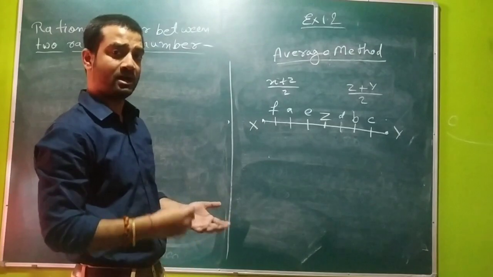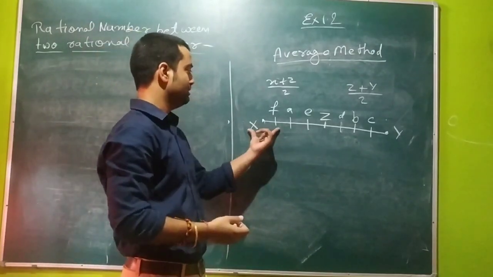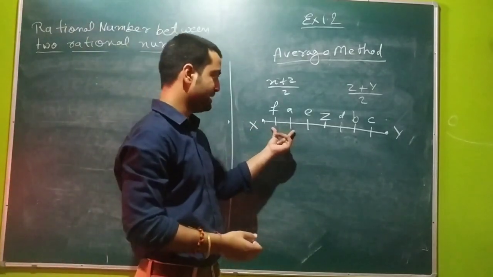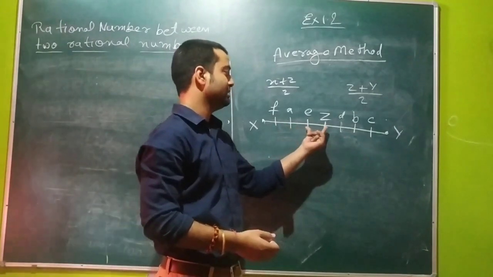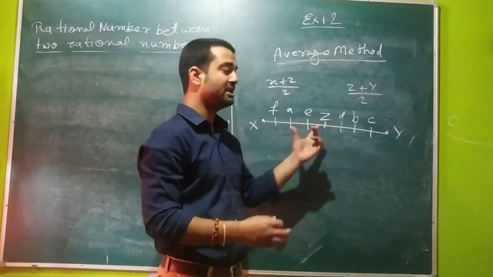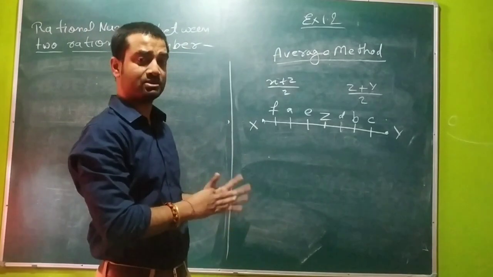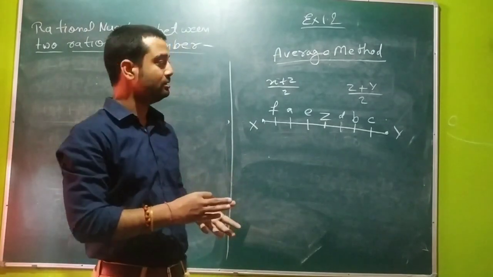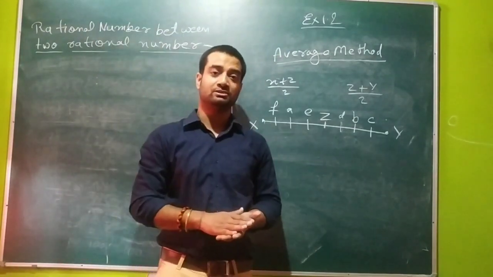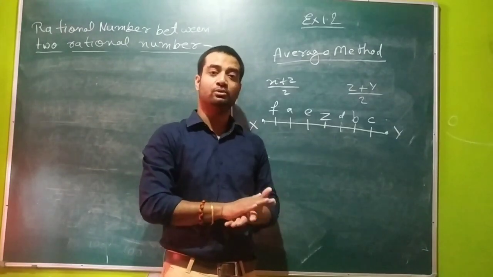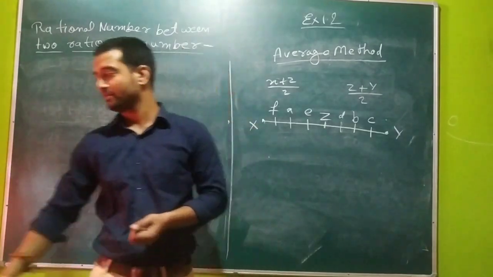In the same way, again you can find more rational numbers between x and f, a and f, a and e, e and z, e and d, any of the given 2 points on this number line. Remember that there are infinite rational numbers between any given 2 rational numbers.